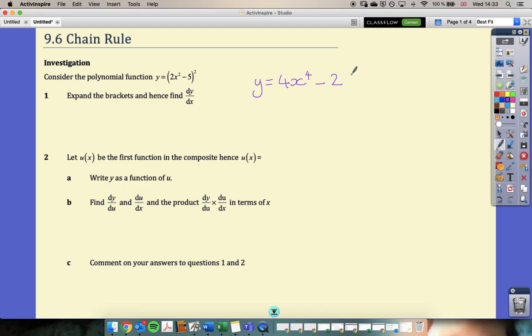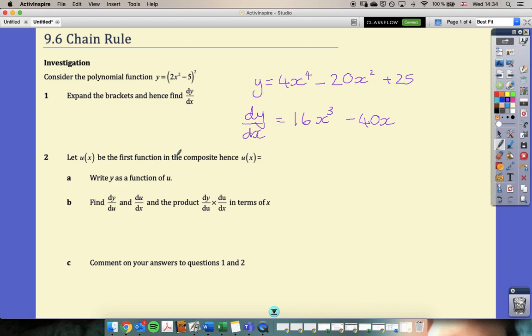We would get 4x to the power of 4 minus 20x squared plus 25. If you're unhappy going straight to this, of course you could draw out your double brackets and expand and simplify. From here we could find the derivative just using the power rule that we've been practicing so far. So I'm multiplying by the power and reducing the power by 1 each time. 16x cubed minus 40x, and that is a constant, so it becomes 0. Okay, we have found the derivative.